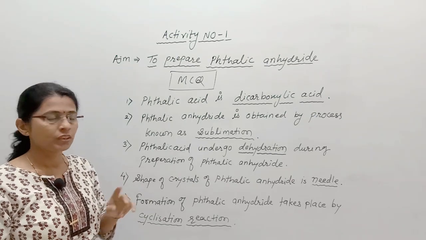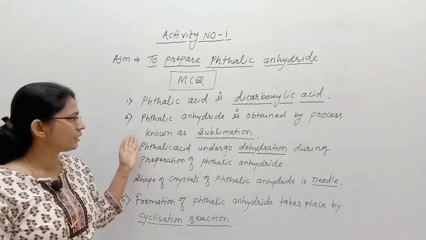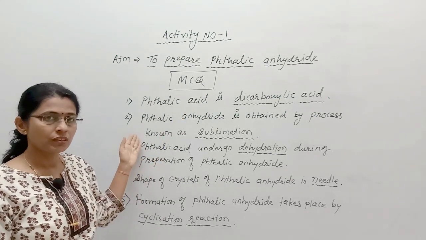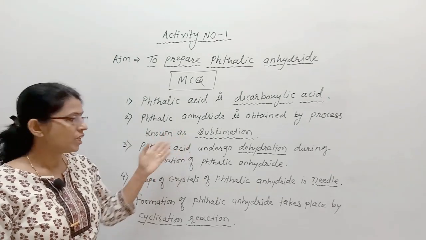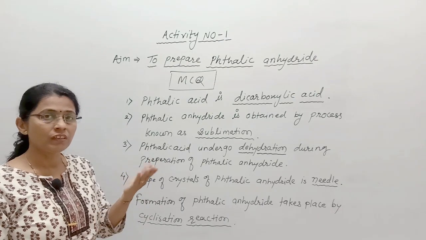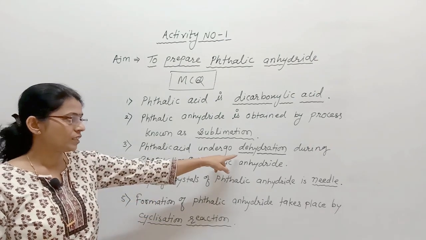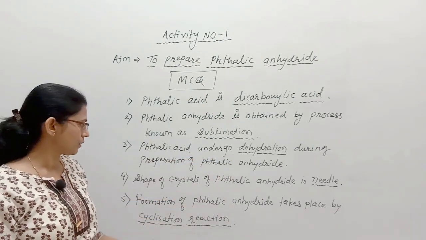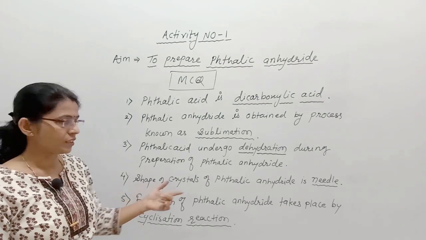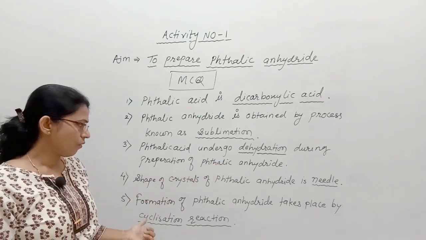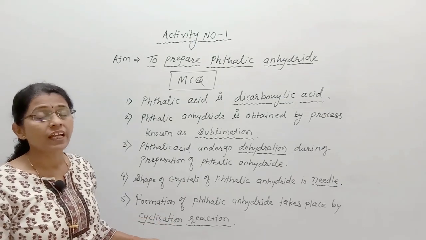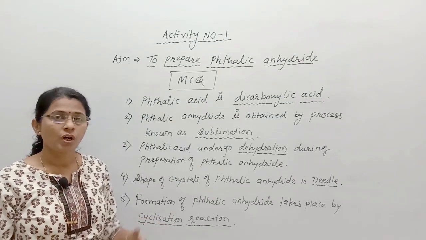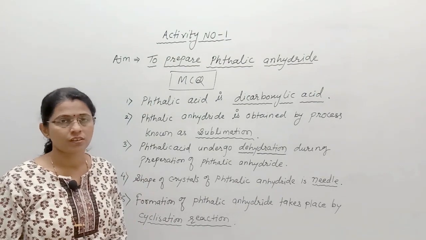contains 2 carboxylic groups, so it is a dicarboxylic acid. The process which we use for preparation of phthalic anhydride is the sublimation process. During this process, water molecule is removed, that's why it is a dehydration process. And shape of crystal is needle shape, while formation of phthalic anhydride takes place by cyclization reaction or cyclization process.